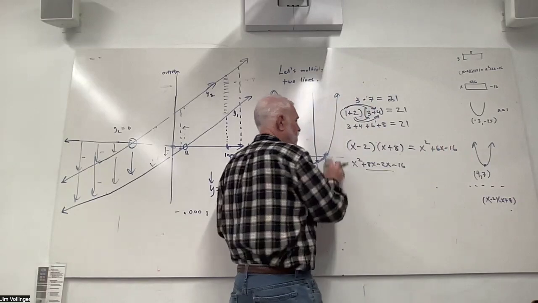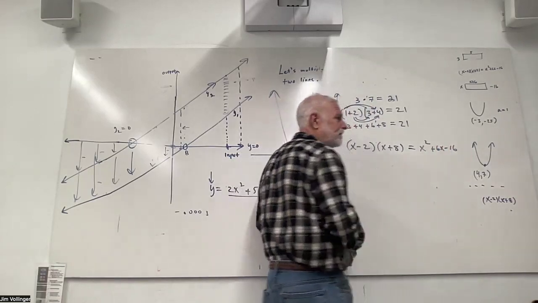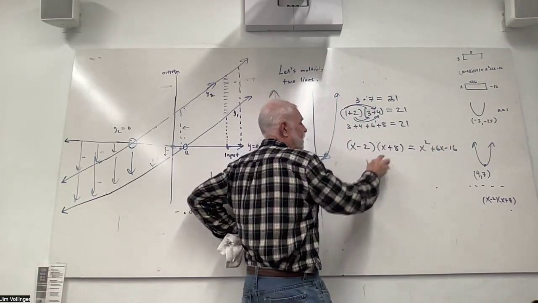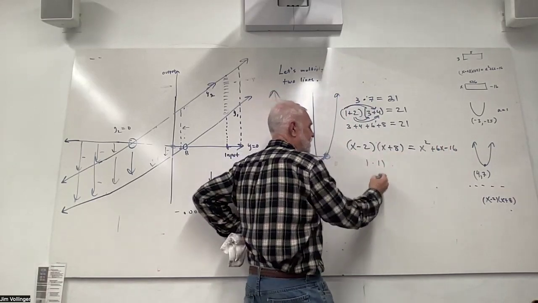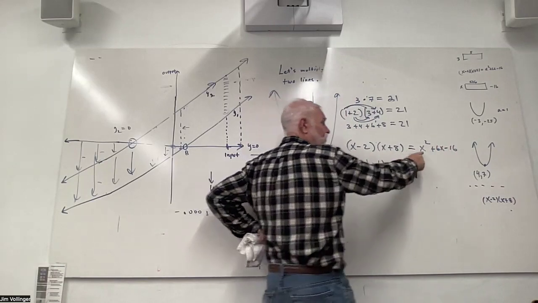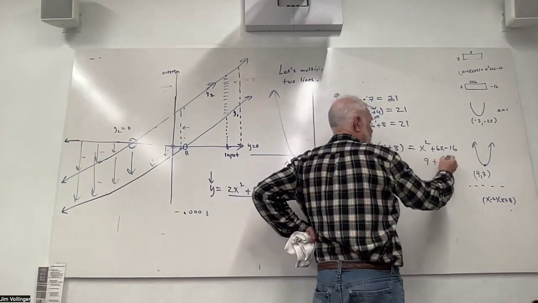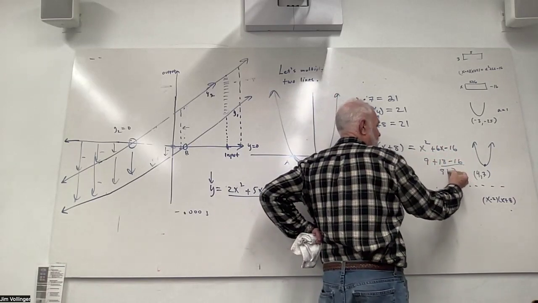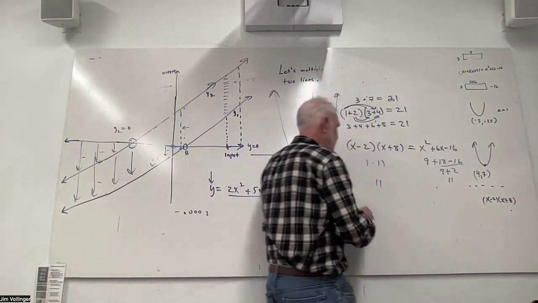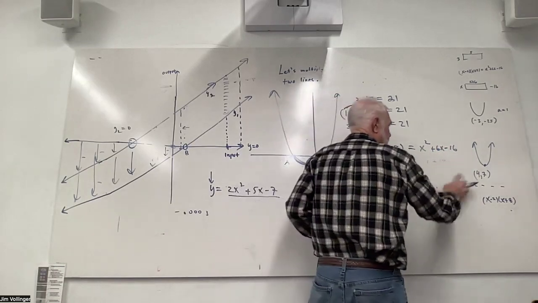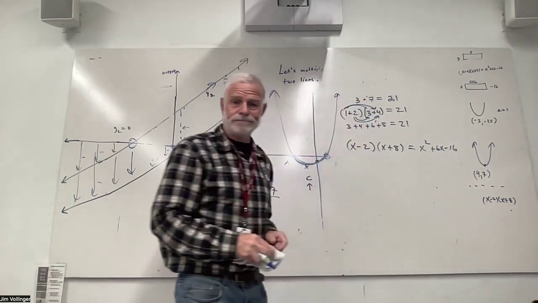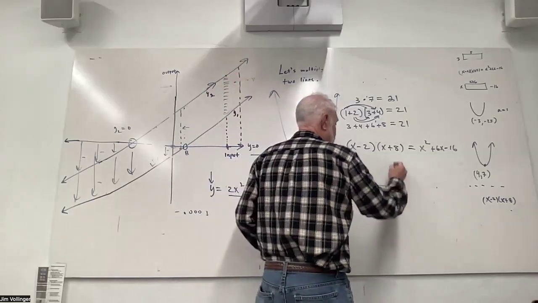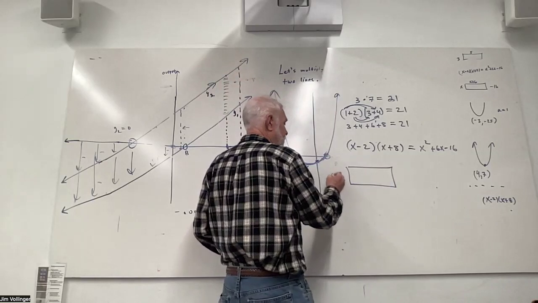I think I can put a number in either side and get the same answer. So let's put the number 3 in. 3 minus 2, 1. 3 plus 8, 11. 1 times 11 is 11. And I put the number 3 in. That's 9 plus 18 minus 16. Well, 18 minus 16 is 2, and 9 plus 2 is 11. Seems to be the same calculation expressed differently. I think this one is just like our 3 by 5 rectangle.